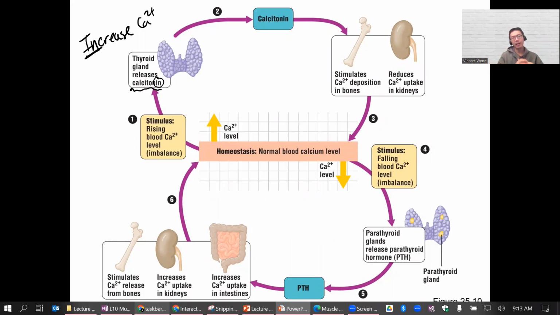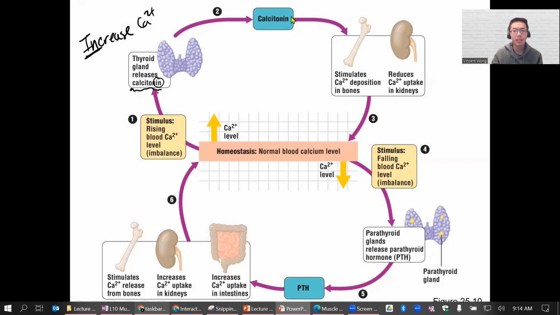Well, the logical thing to do is to put it in the bones, right? Remember, the bone matrix, the lamina of the bones, is made up of calcium salt and phosphate salt. So if you get extra calcium lying around in the blood, you will put it in the bones. So that's one action of calcitonin. It deposits calcium in the bones.